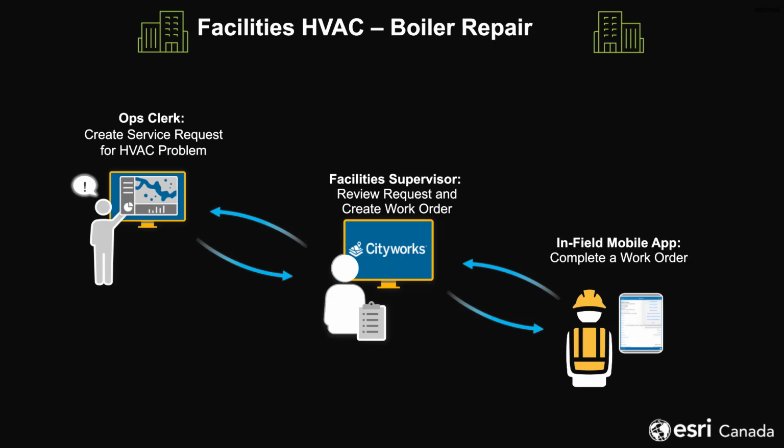Let's review what we've done today. So first, as the office clerk, we created a service request from within the system that was then picked up by our facility supervisor, who reviewed the request and created a work order. Once that was created, it was assigned to our field worker, who completed the work order using the mobile application. And once that was completed, it was picked up by the facility supervisor again, who reviewed the work order to view costs, close it, and once closed, it also closed the related service request, thus ending the whole loop.